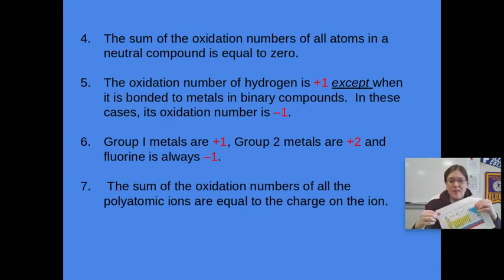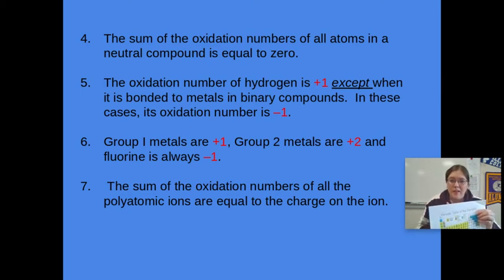And number 7, the sum of the oxidation numbers of all the atoms in a polyatomic ion is equal to the charge on the ion, just like we've talked about before. Calcium is going to be your +2 charge because it's in group 2. Lithium or sodium is going to have a +1 charge because it's in group 1. Group 13 is going to have that +3. Group 14 is going to have a +4.